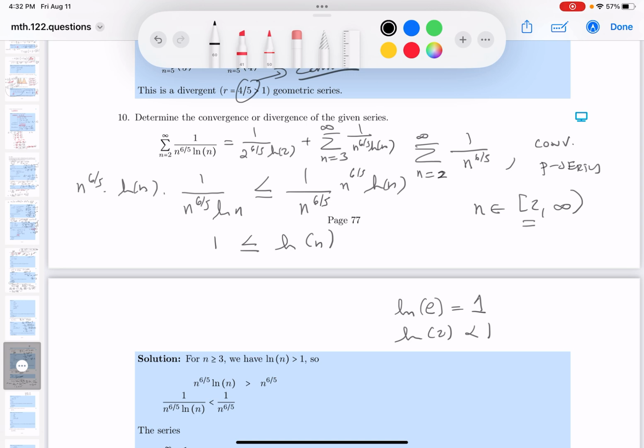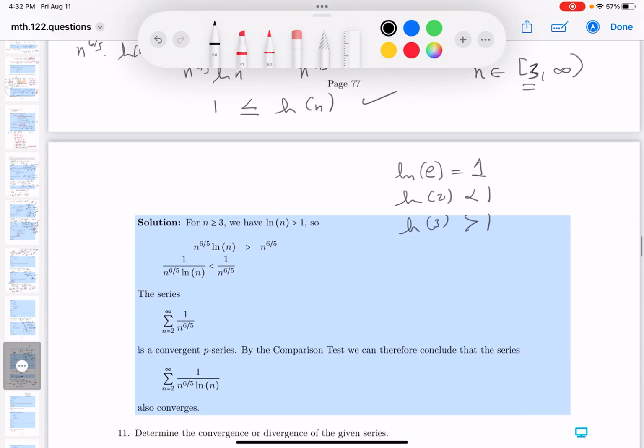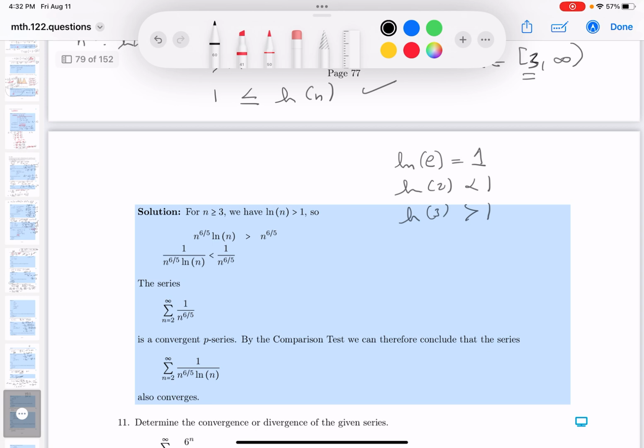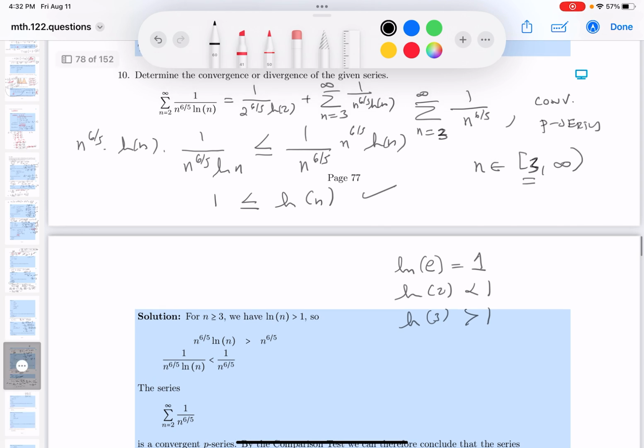Let me change this to a 3, and we're going to use a comparison. Now what do I know? Well, I'm not on 2 to infinity anymore. Now I'm on 3 to infinity. I certainly know that ln 3 is greater than 1. So this holds for all n, 3 and forward. All right? So let's go over here and see if we can. If I did that, ln n is greater than 1.